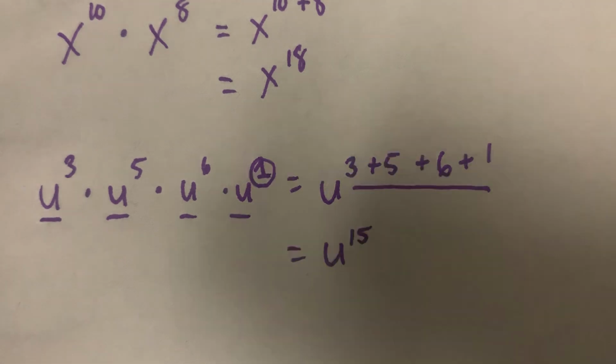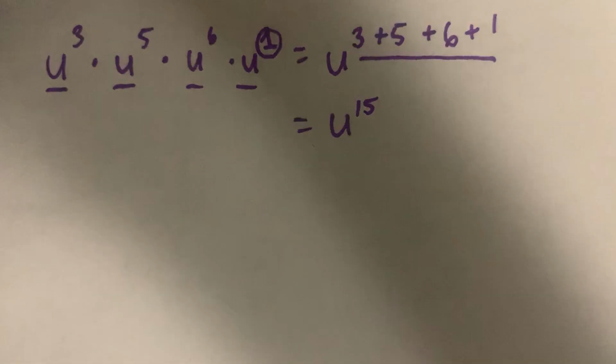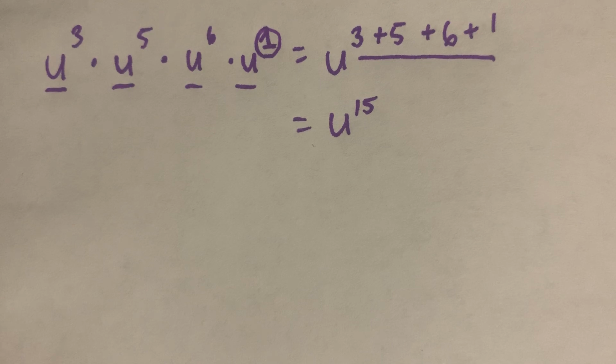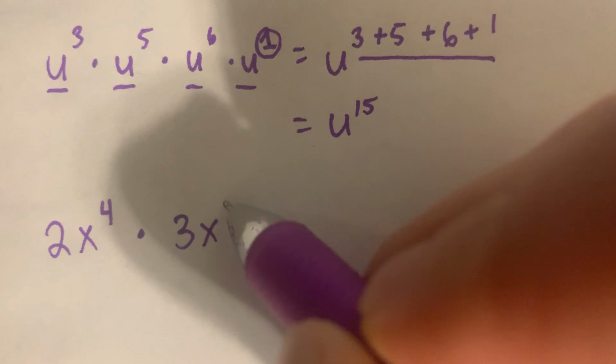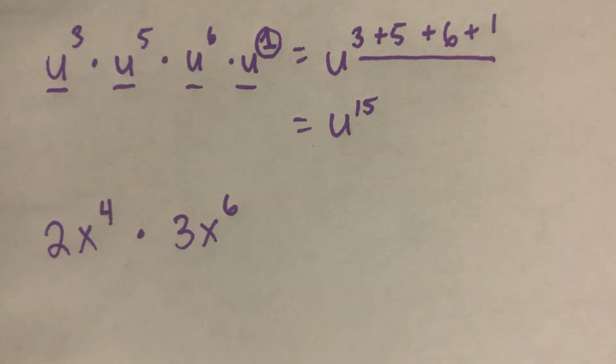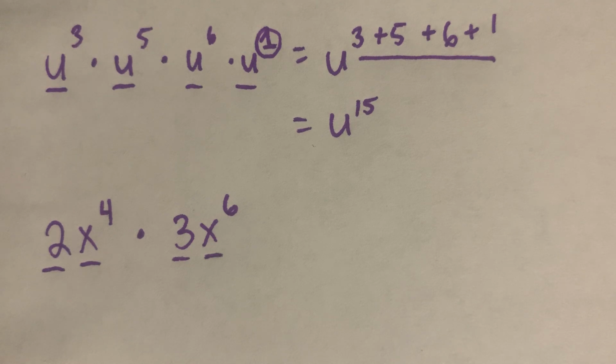So let's say we have multiple variables, but they're all different. Let's say we have 2x to the 4th times 3x to the 6th. How do we do that? So here, each one of these things here are its own number. So we can rearrange them because they're all being multiplied together.